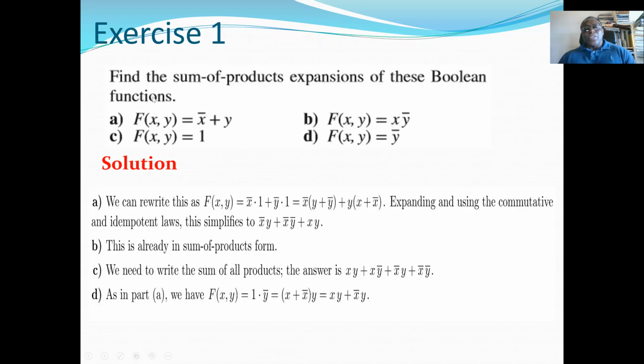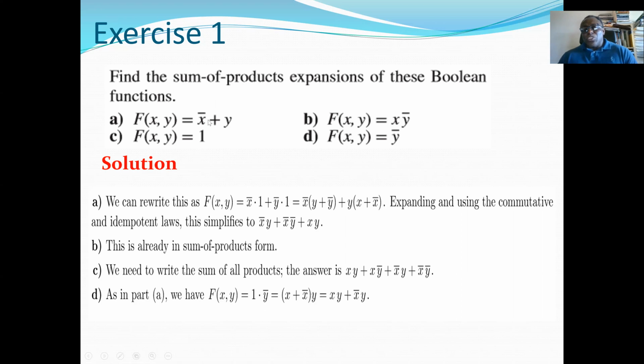So let's see one exercise example here. It's the same as the previous examples we saw, a sum of products expansion. The first question says we should find the sum of products expansion of these Boolean functions. Here we solve it using the Boolean identities, but if you want, you can also use the truth table. If I'm using the truth table, I have only x and y, so the possible combinations will be 4: 0 0, 0 1, 1 0, 1 1.